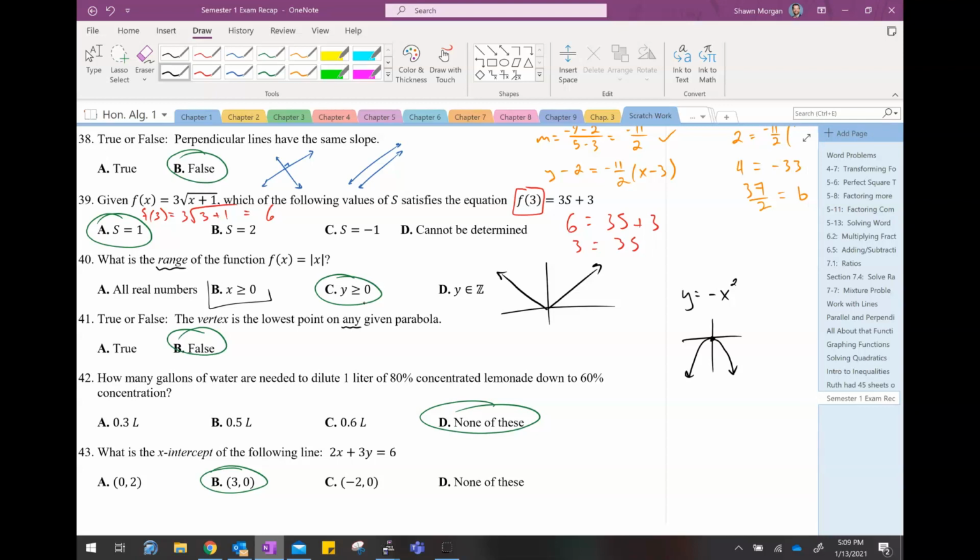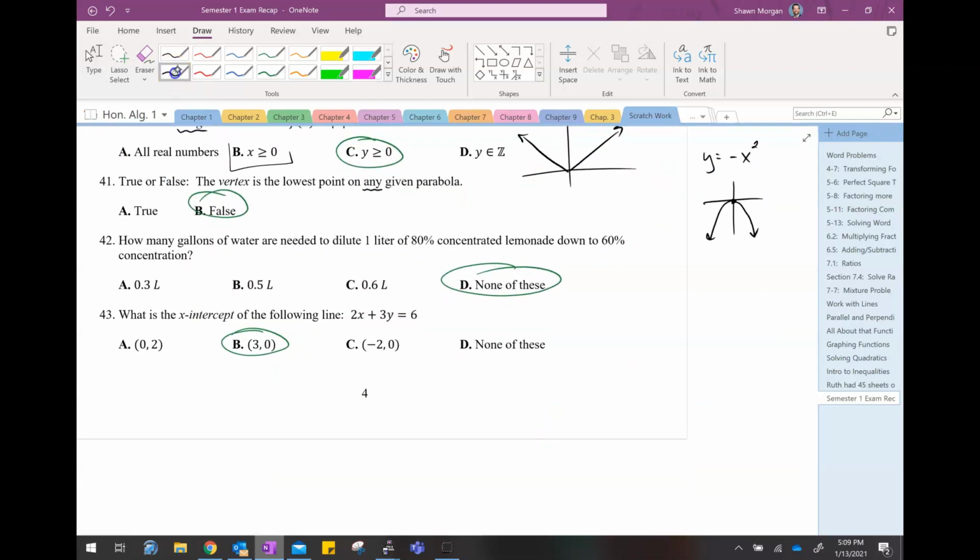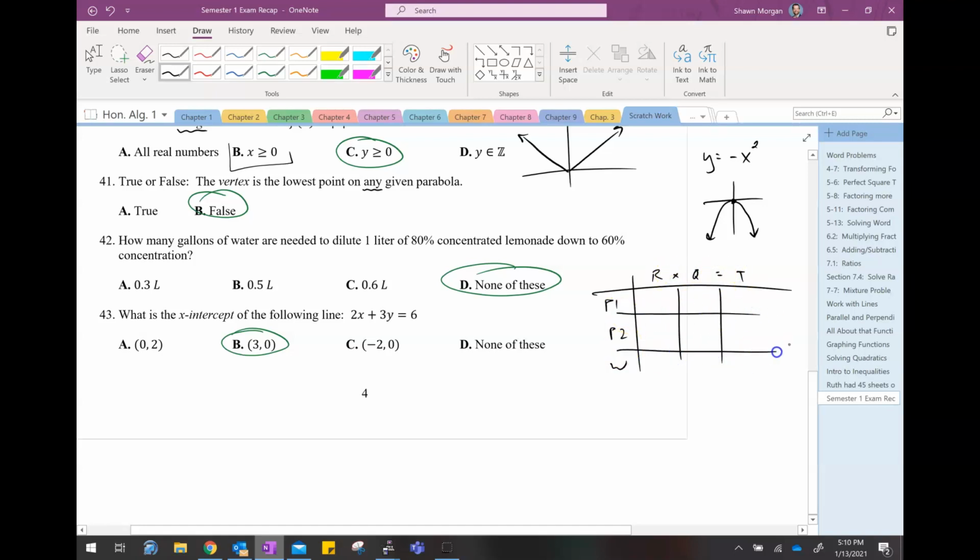Now, number 42 is a word problem. It's a mixture problem. And I've encouraged you guys several times with mixture problems, go ahead and make yourself a chart, okay, where we've got part 1, we've got part 2, and we've got the whole. And then we've got rate, quantity, and total. If you've studied, if you've prepped, then you could set this kind of chart up in your sleep as soon as you recognize, ooh, this is a mixture problem, okay?